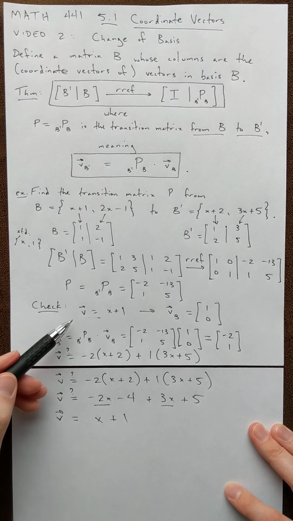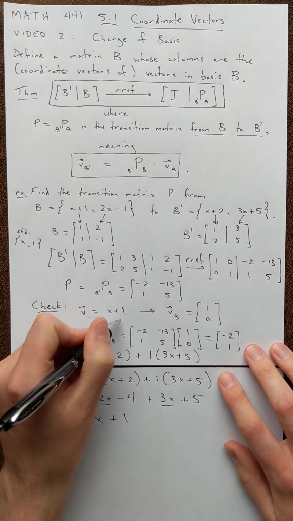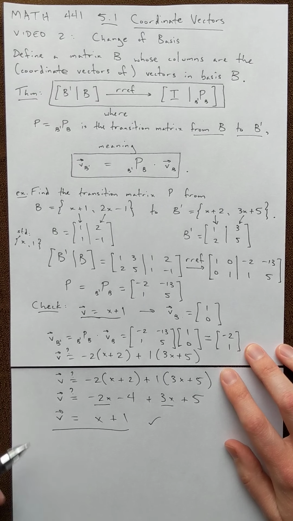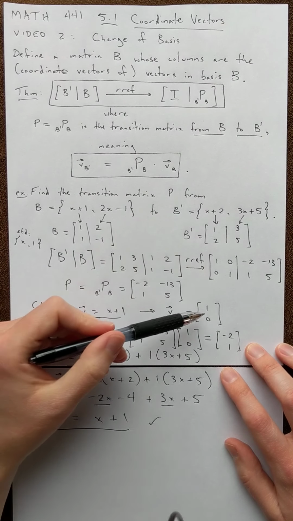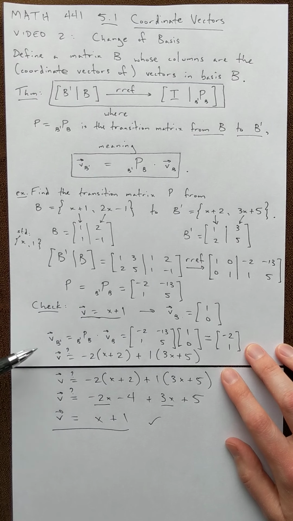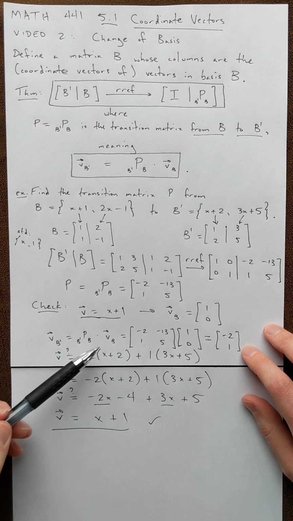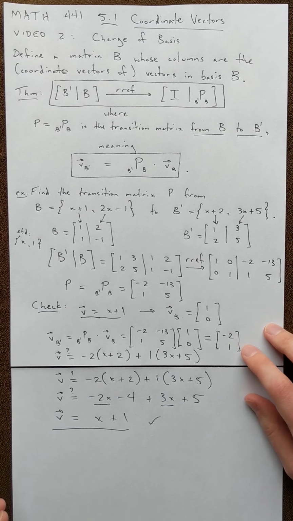Is it true that v is 1? Or sorry, v is x plus 1? Yes. That looks right. So we started off with v having coordinate vector 1, 0 relative to the B basis and having coordinate vector negative 2, 1 relative to the B prime basis. The relationship between these two is given by this particular P.